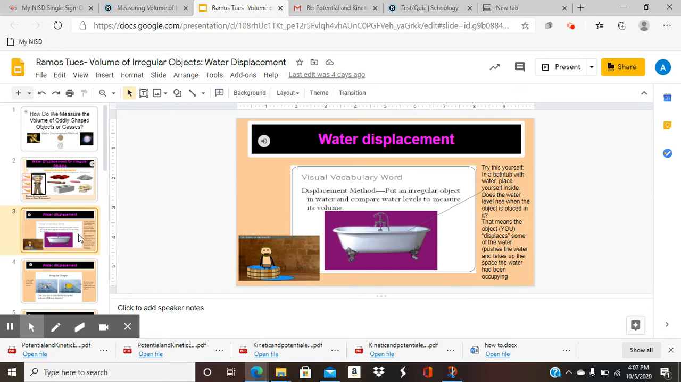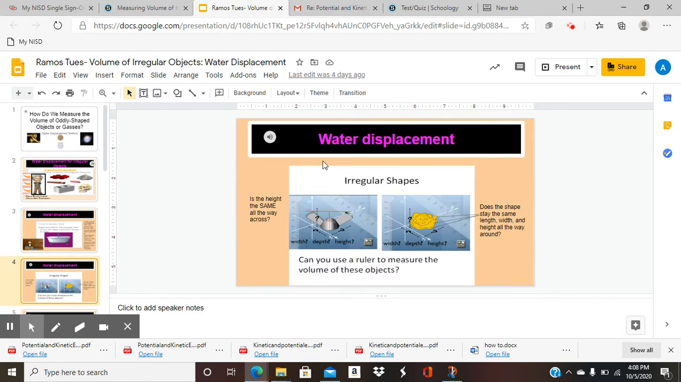Displacement method: put an irregular object in water and compare the water levels to measure its volume. Try this yourself. In a bathtub with water, place yourself inside. Does the water level rise when the object is placed in it? What does that mean? That means the object, which is you, displaces some of the water. So what it does, it pushes the water and takes up the space the water had been occupying.